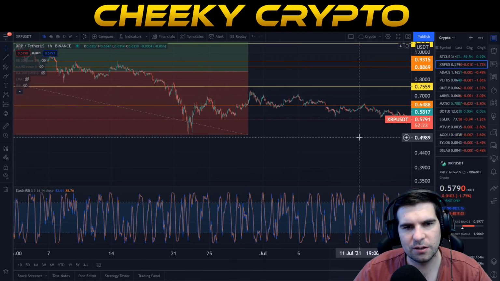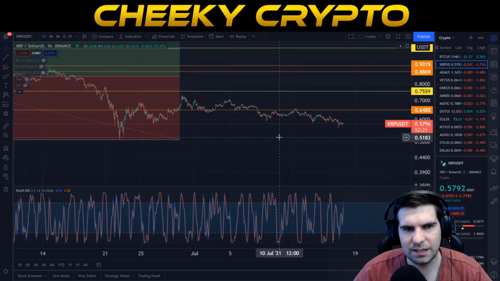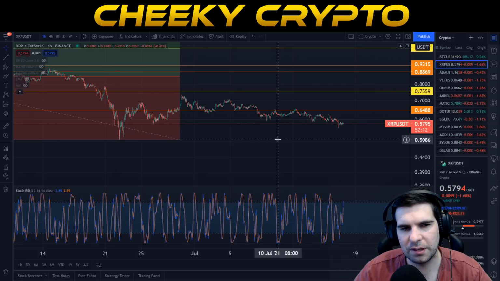So if we take a look at what was going on over here and we take a look at where we're likely to go down to, there's a good support line just around here, anywhere in this kind of zone, right? So this seems to be a pretty sensible area that we should be expecting a pullback down into.